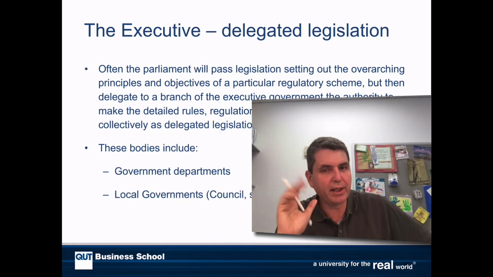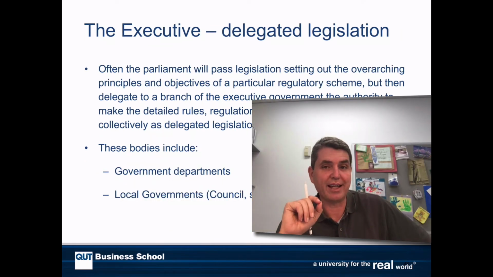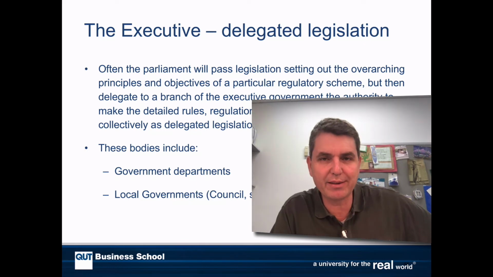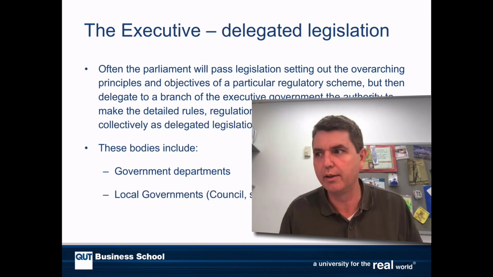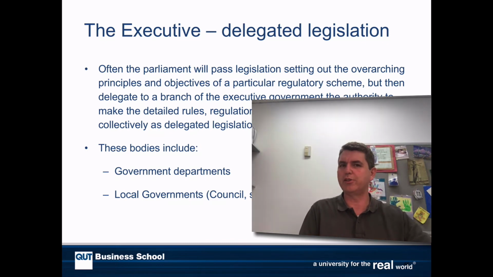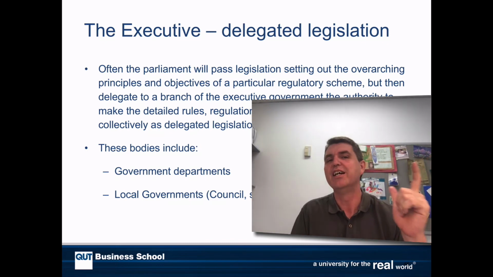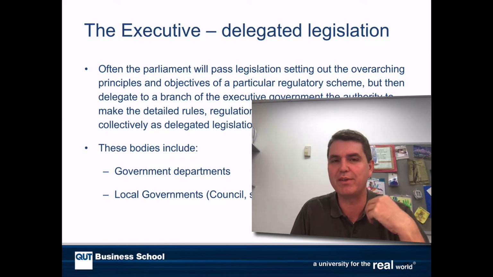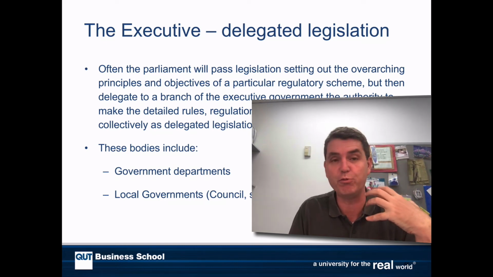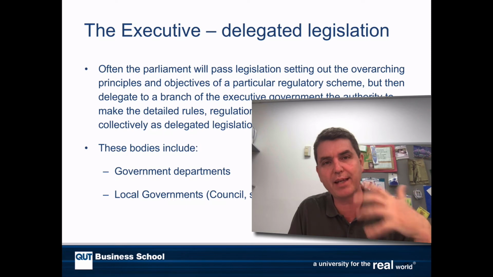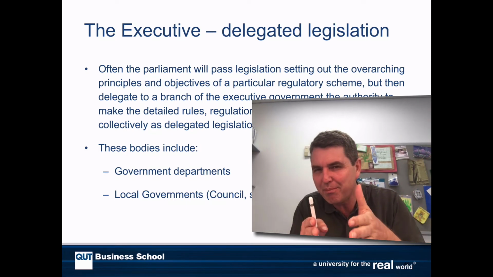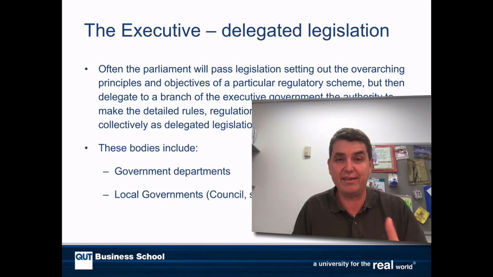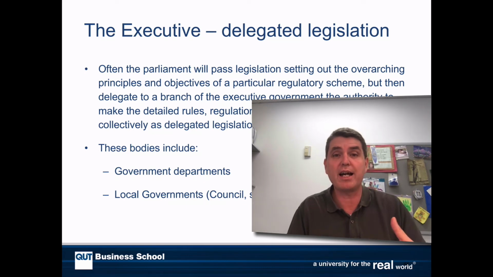Now, a little bit of a complicating factor when we talk about the executive is that some elements of the executive can actually make law. But hang on, I thought that was the legislature's role. It is. But the legislature might not have the skills, or it might be too busy, or the law might need updating. So it delegates some areas of lawmaking down to other parties. And what comes out of that is what we call delegated legislation.